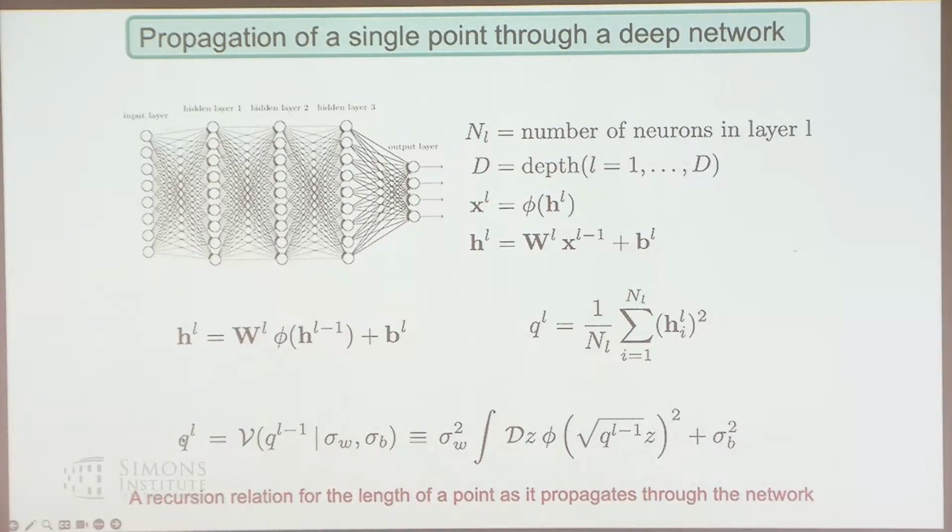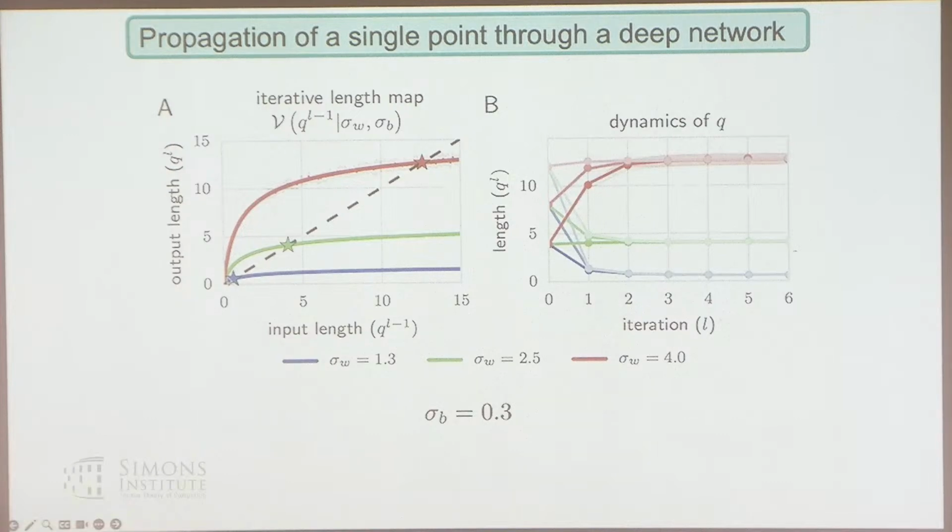We can plot the output as a function of the input, and this is what we get. This is Q^L as a function of Q^{L-1}, so this is an iterative map. This curve is shown for 3 different values of the variance of the weights. And you can see that basically it's an iterative map where it goes to a fixed point.